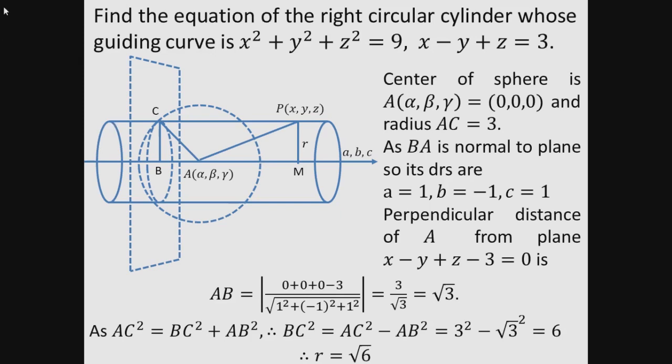We know the point alpha, beta, gamma, that is (0, 0, 0). We know a, b, c, that is 1, minus 1, 1. So making use of all these things and using the Pythagoras theorem for the right angle triangle AMP, we can get the equation of the right circular cylinder. Okay, it is exactly the same as the first few problems. So try it out.